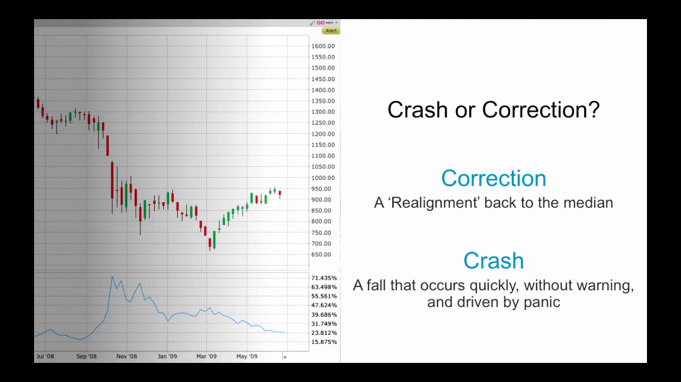So first of all, is it a crash or is it a correction? Let's just define what is the difference between the two. A correction is a realignment back to the median, whereas a crash is a fall that occurs quickly, without warning, and is driven by panic. What we'll do is take a quick look at our charting software and have a look at 2 different scenarios of a correction and of a crash.